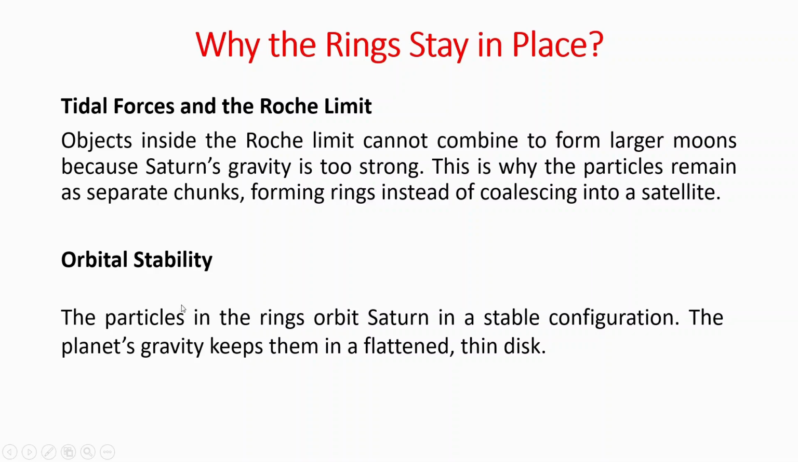Orbital stability is another reason for the stability of the rings. The particles in the rings orbit Saturn in a stable configuration, and once again, everything is about the gravity of Saturn. The planet's gravity keeps them in a flattened thin disk. That is why the rings are stable in their own places.